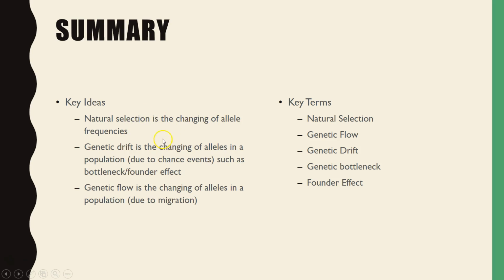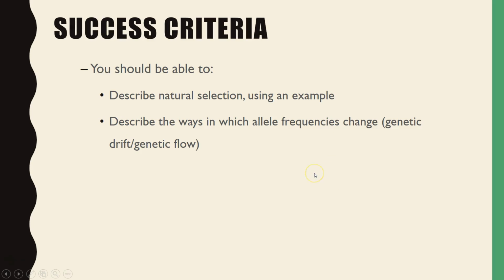Natural selection is the changing of allele frequencies in a population. Genetic drift is the changing of allele frequencies in a population, which is specifically due to chance events, such as a bottleneck effect or founder effect, and gene flow is the changing of alleles in a population due to migration. These are the key terms that you need to know at the end of this lesson, and this is the success criteria, what you should be able to do. Describe natural selection using an example, and describe the ways in which allele frequencies change through genetic drift, gene flow, and mutations, obviously, from the previous lesson. Thanks for watching.